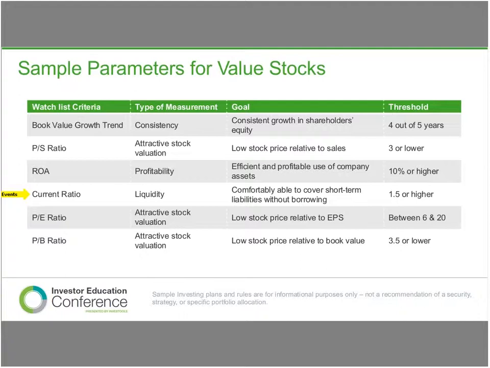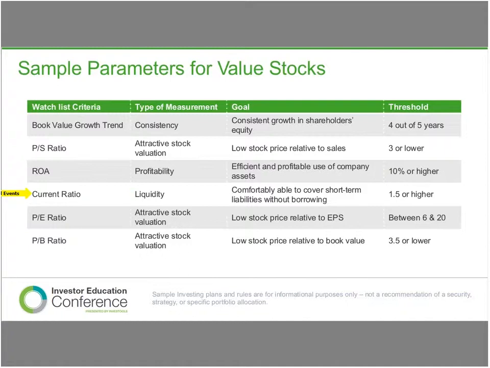Then we have the current ratio. Current ratio is a measure of the company's liquidity, but it's called the current ratio because it compares current assets to current liabilities. Think about it this way: if you're running your household budget, let's say that your current assets, in other words, your income for the month is $3,000, but your mortgage is $6,000. We have a problem because your current assets are not able to cover your current liabilities. In that very simplified version of the current ratio, you have a current ratio of 0.5, 3,000 divided by 6,000.